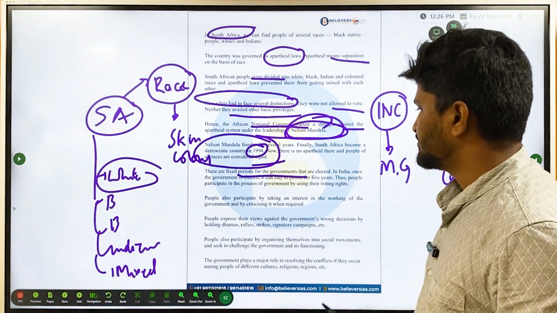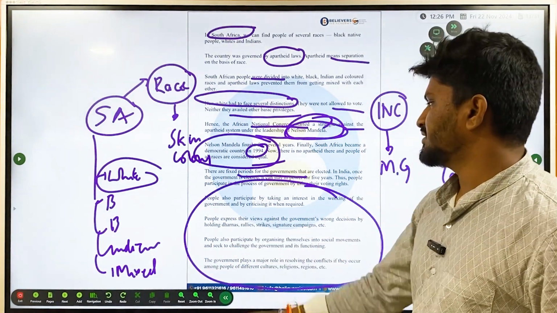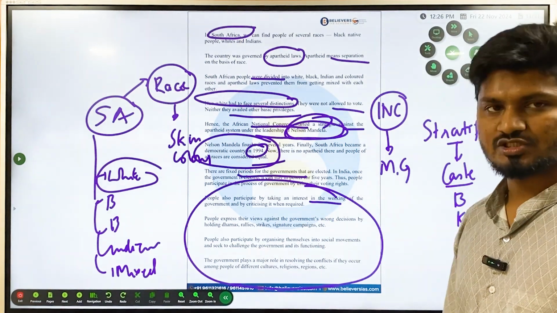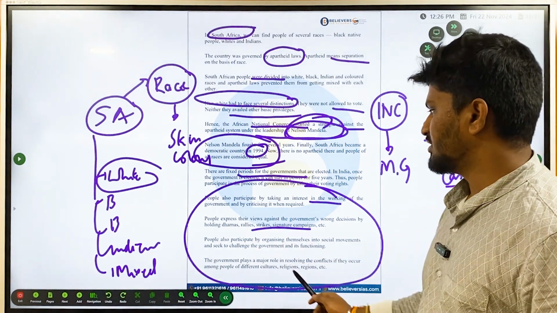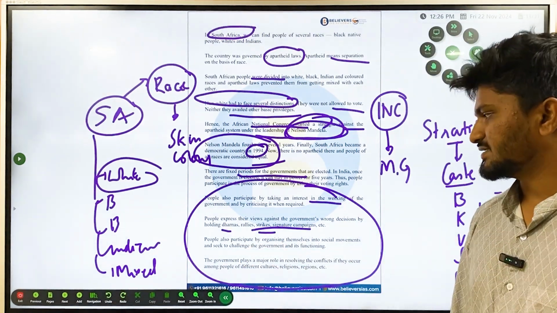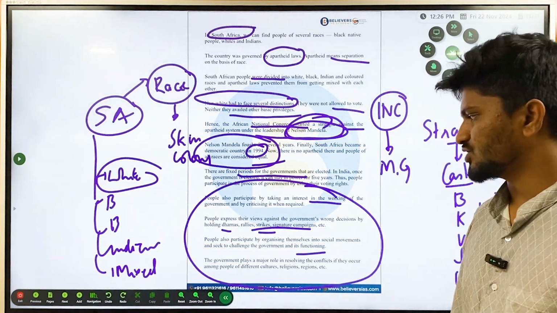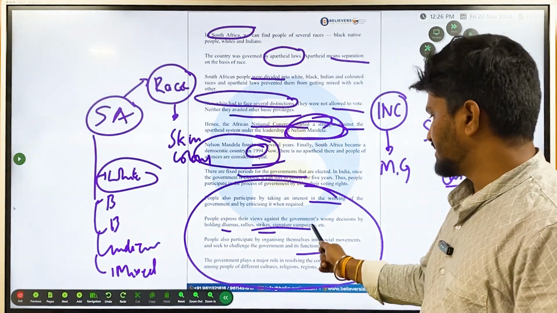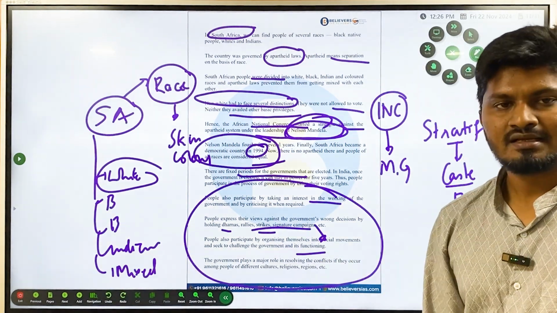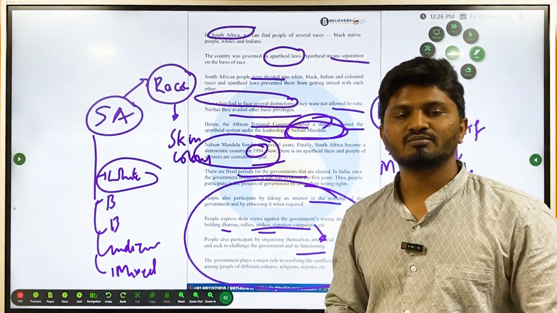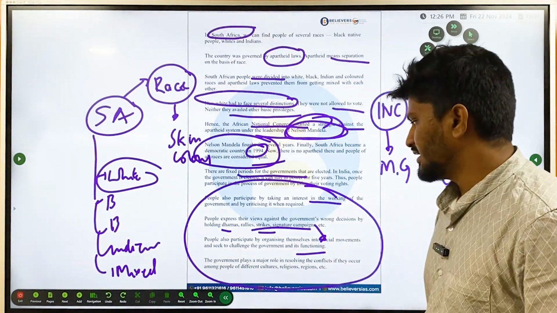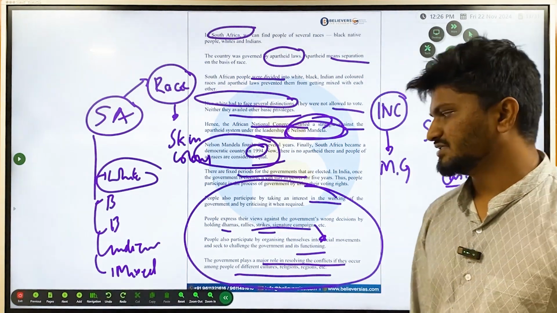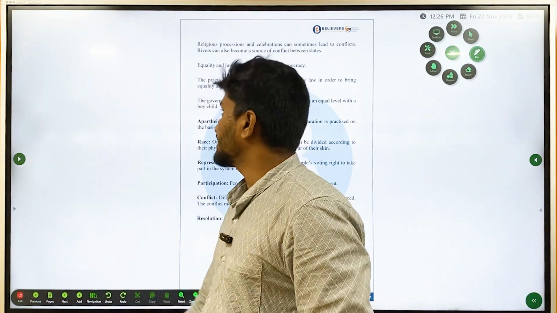This is already explained, that is, people participate by taking interest in the working of the government, criticizing when required with the help of social movements, and people express their views on the government by dharnas, rallies, strikes, etc. People also participate by organizing themselves into social movements and seek to challenge the government and its functioning. The logic behind organizing social movements is that compared to an individual, a group of individuals has more bargaining power. And the government plays a major role in resolving conflicts if they occur among people of different cultures, religions and regions. These are certain extra things given here.